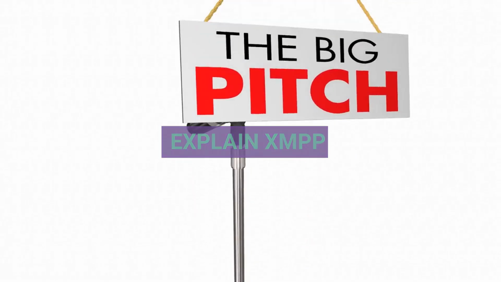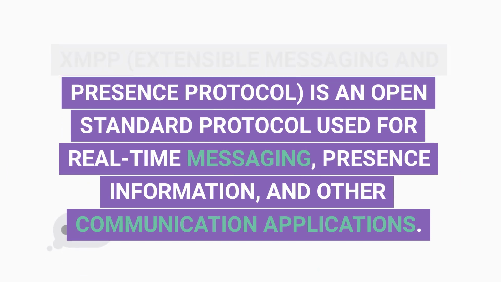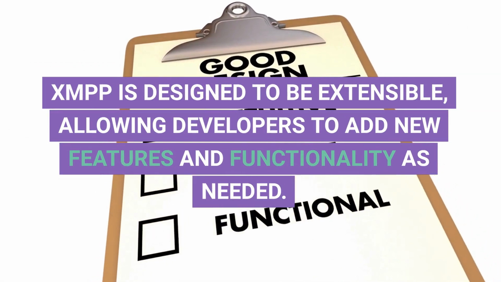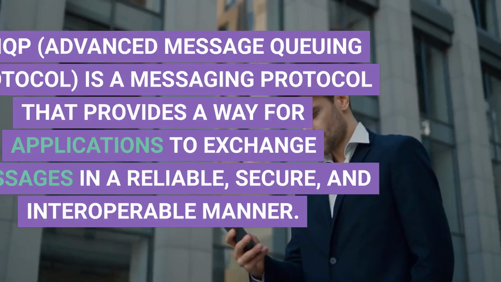Explain XMPP. XMPP, Extensible Messaging and Presence Protocol, is an open standard protocol used for real-time messaging, presence information, and other communication applications. XMPP is designed to be extensible, allowing developers to add new features and functionality as needed.